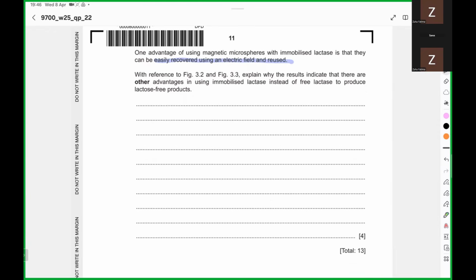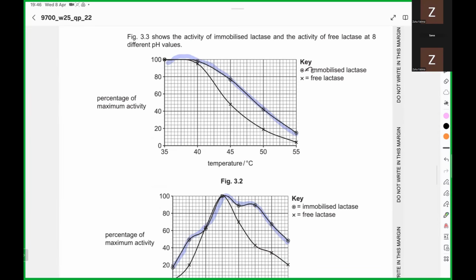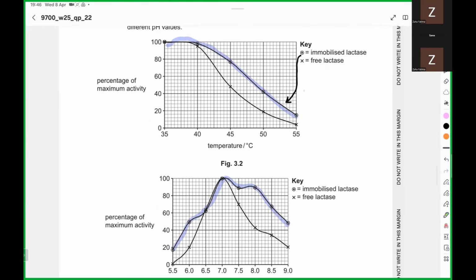With reference to figure 3.2 and figure 3.3, explain why the results indicate that there are other advantages in using immobilized lactase instead of free lactase to produce lactose free products. So we can clearly see कि हमारे पास जो immobilized lactase है, the immobilized lactase has an overall greater yield compared to the free lactase at different pH as well as at different temperatures. We can also see that our immobilized enzyme is thermostable. Even at higher temperatures, its percentage activity is better than the free lactase.